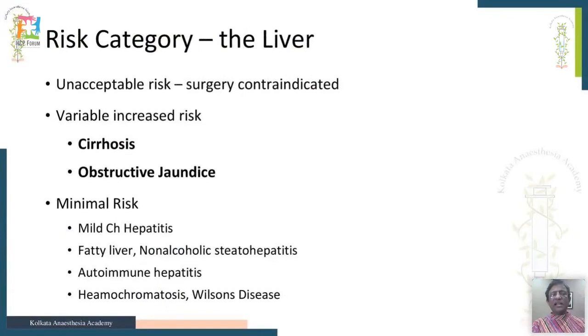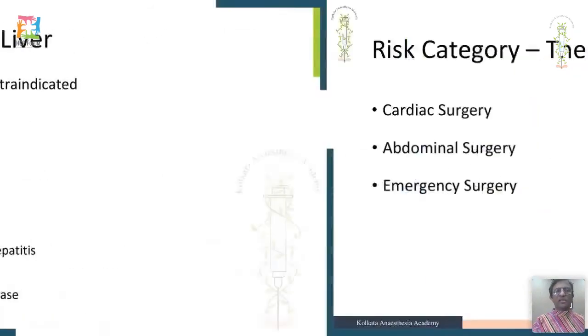About the liver disease, there are certain things which are of unacceptable risk, and with those you just cannot think of contemplating elective surgery. There are things which are the most discussed, as I was talking about, cirrhosis and obstructive jaundice, which have variable increased risk. There are things with minimal risk, and in these situations you have to take a call and possibly think about going ahead with elective surgery: mild chronic hepatitis, fatty liver, autoimmune hepatitis, and things like hemochromatosis.